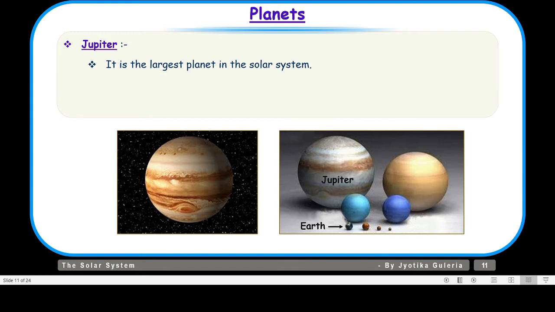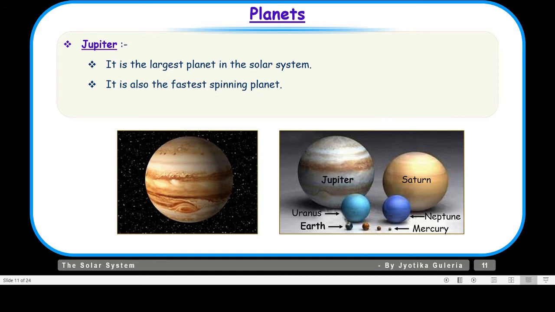And children, then we have the fifth planet, that is Jupiter. And you should know that it is the largest planet in the solar system. If you compare it with the Earth, it is 11 times as wide as our Earth. And if we compare it with some other planets as well, you can see the size. So Jupiter is the largest one, and it is also the fastest spinning planet.